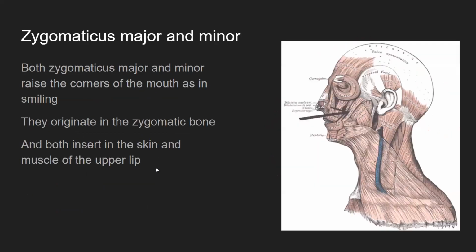So then we have the zygomaticus major and minor, and they raise the corner of the mouth as in smiling. They originate in the zygomatic bone, and they both insert in the skin and muscle of the upper lip.